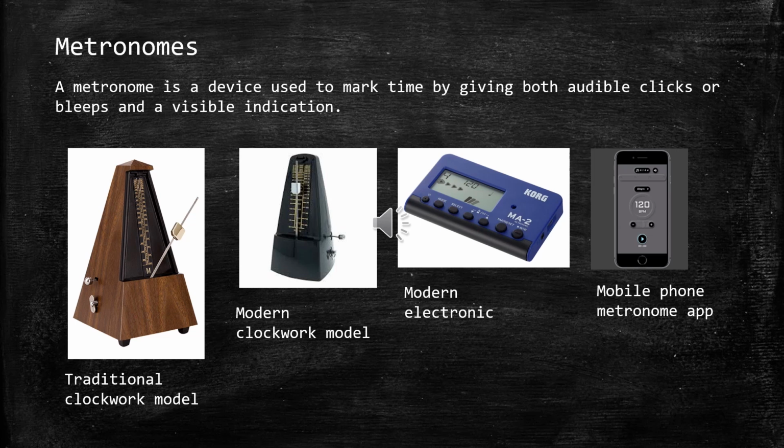Metronomes. A metronome is a device used to mark time by giving both audible clicks or bleeps and some sort of visible indication. Shown are a traditional clockwork model of a metronome, a modern clockwork model of a metronome, a modern electronic metronome, and the ubiquitous mobile phone metronome app.